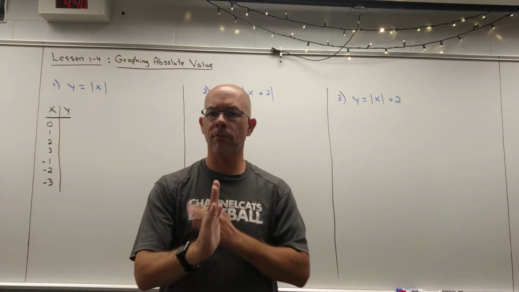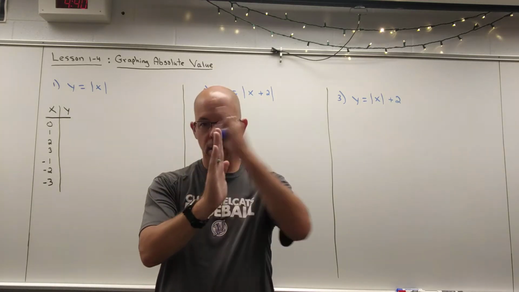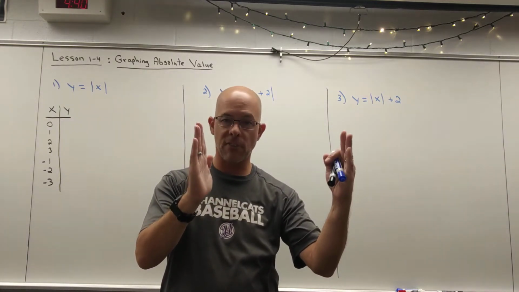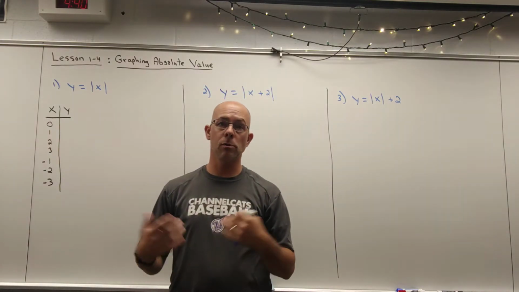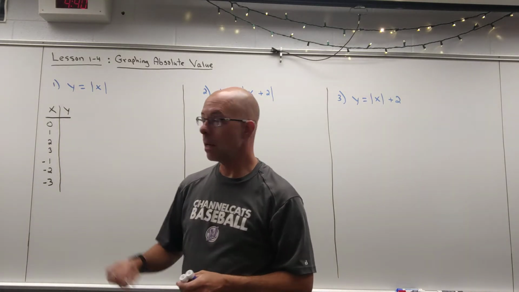So it doesn't matter if you're at +5 on the number line, you're 5 from 0. If you're at -5 on the number line, you're still 5 spaces from 0. So when people associate absolute value as always positive, that's because absolute value is a distance.